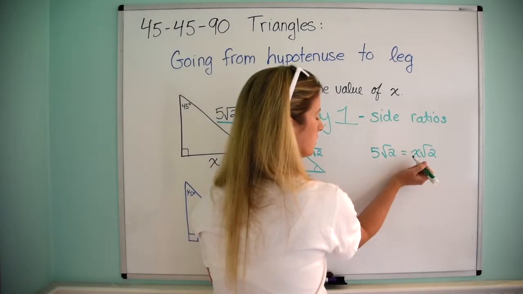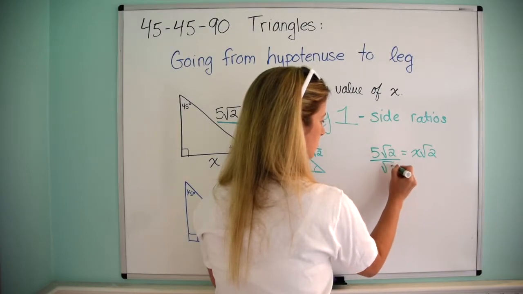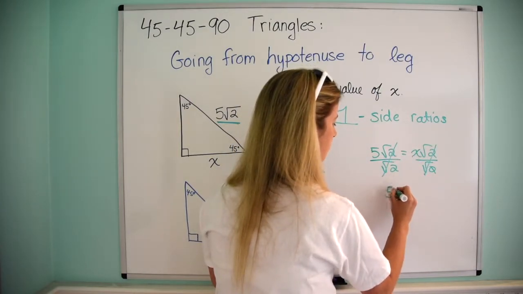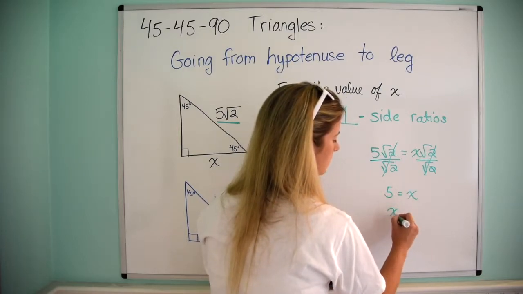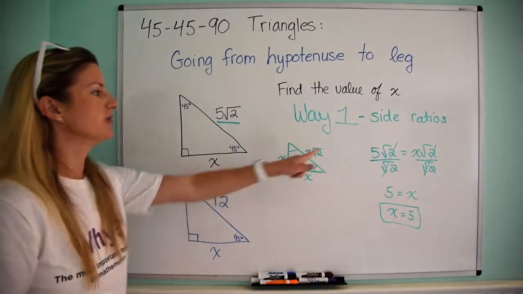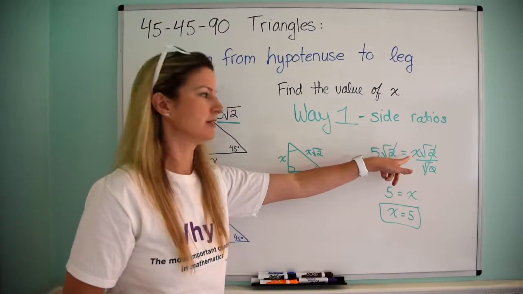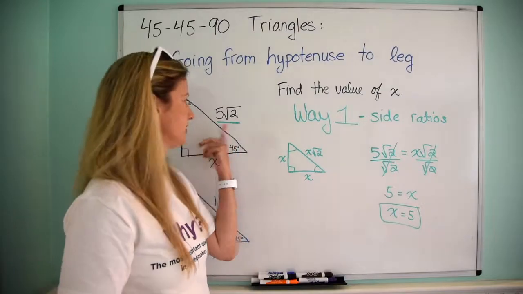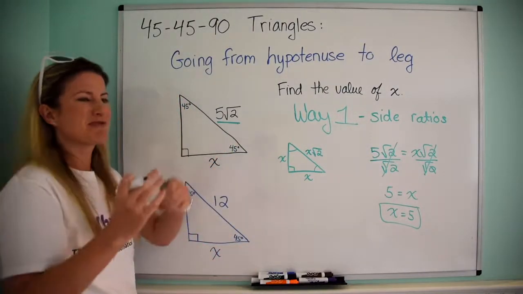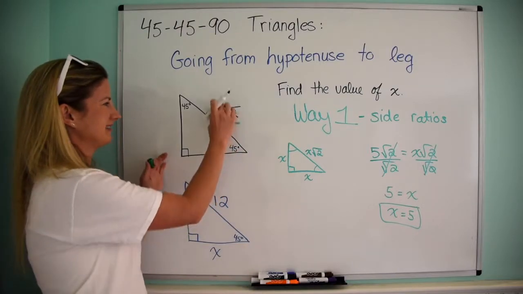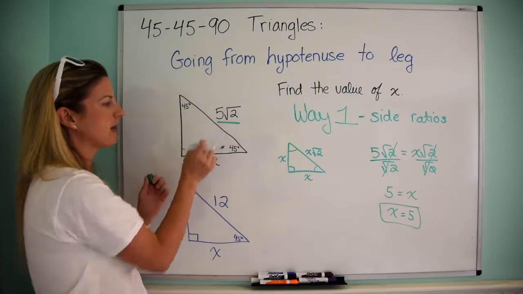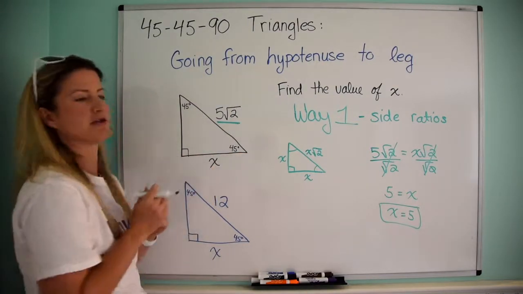Then all we're going to do is divide both sides by root 2. Boom, boom, and we're left with 5 equals x, and I like to write it the other way around, x equals 5. Super duper easy, and again, you didn't even have to write that out if you didn't want to. It's good to practice, because when things get more complex, you're going to want to write it out. But we just say, oh, it's something root 2, so the length of the leg is the something that's in front. As long as this is root 2, whatever's in front is going to be the measure of the leg.